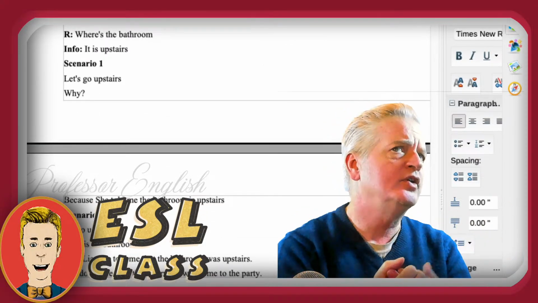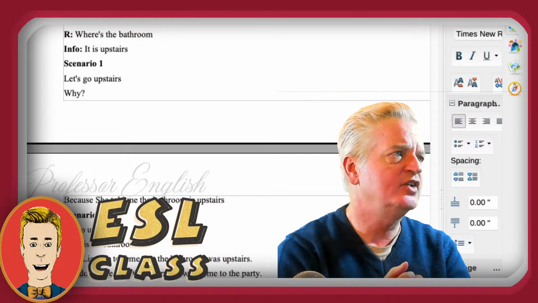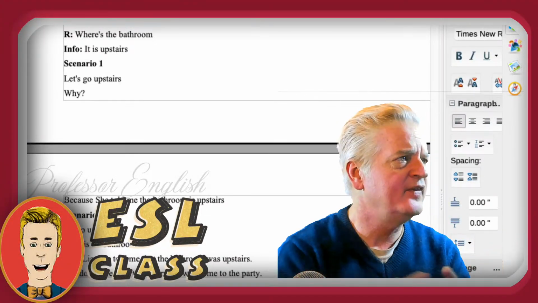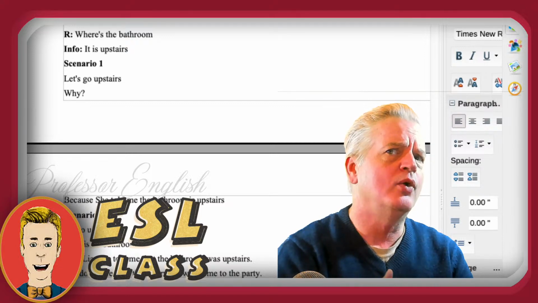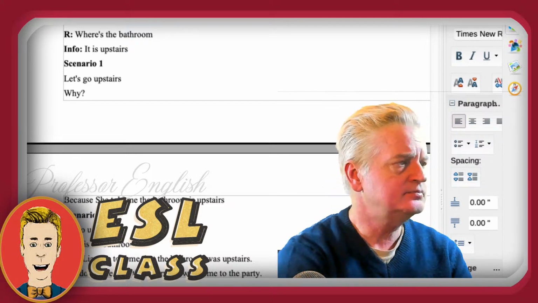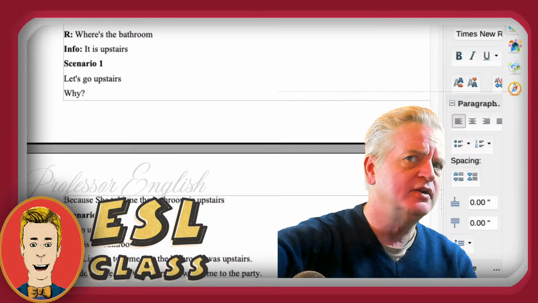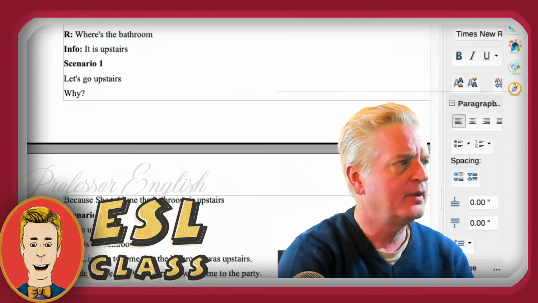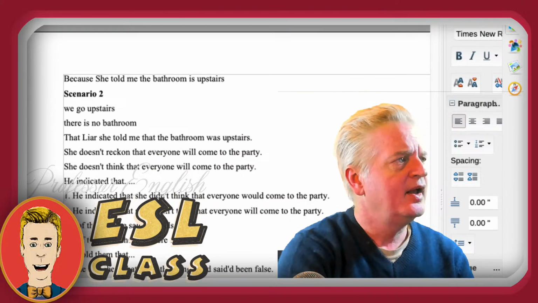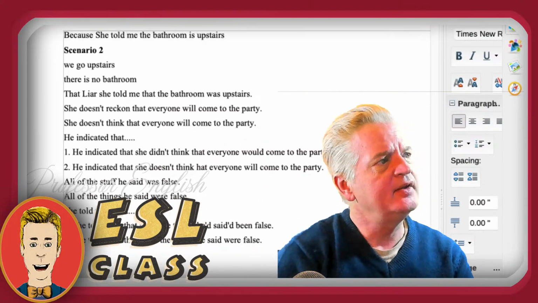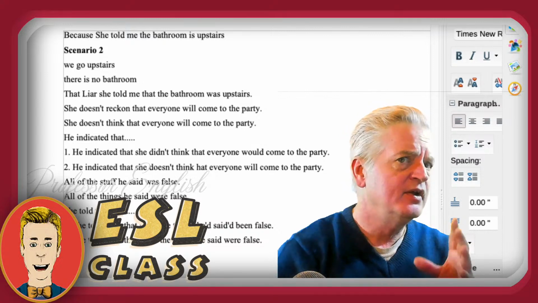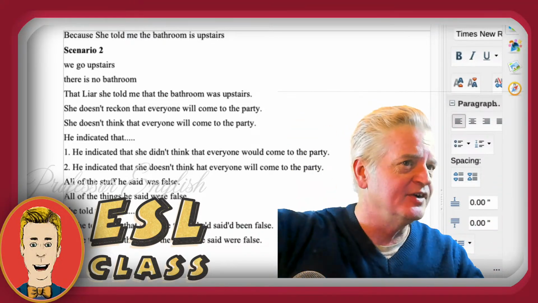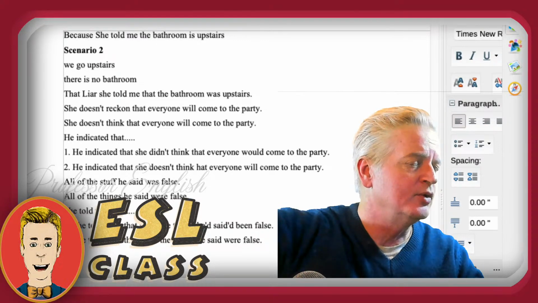Imagine you're at the airport. You go to the information desk and you say to the person, that's me, Ryan, "Where's the bathroom?" And the information person says, "Oh, it's upstairs." So then I go to my friend and I say, let's go upstairs. And my friend says, "Why?" I would answer, "Because she told me that the bathroom is upstairs." This is two things. That's always true. It is always upstairs, it's probably never going to move.